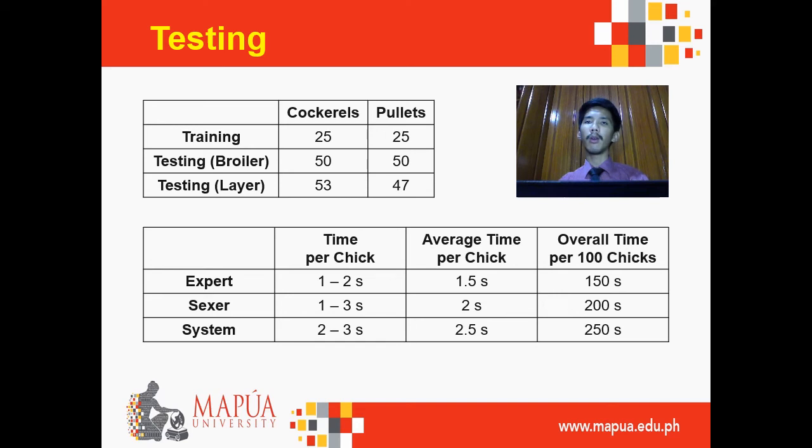The table on the lower side shows the time per batch of chicks. The overall time per 100 chicks for the expert is 150 seconds, for the sexer is 200 seconds, and for our system is 250 seconds.